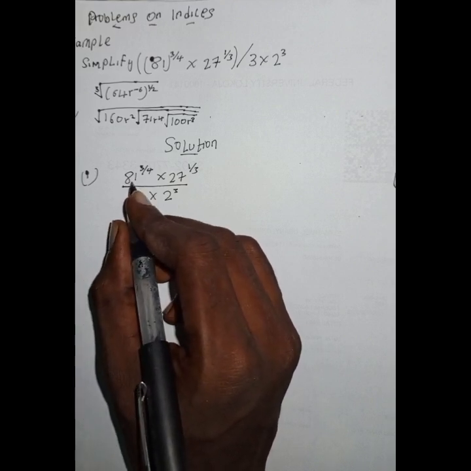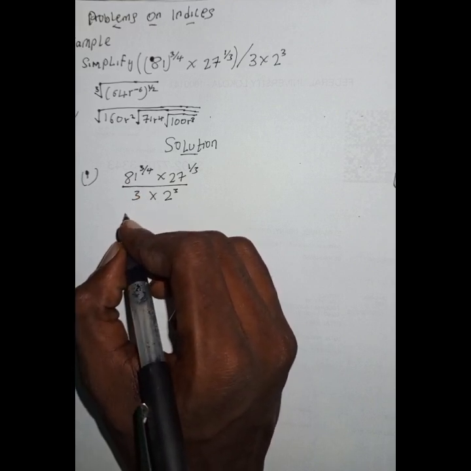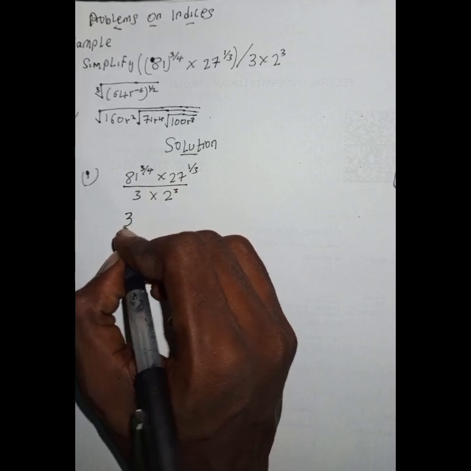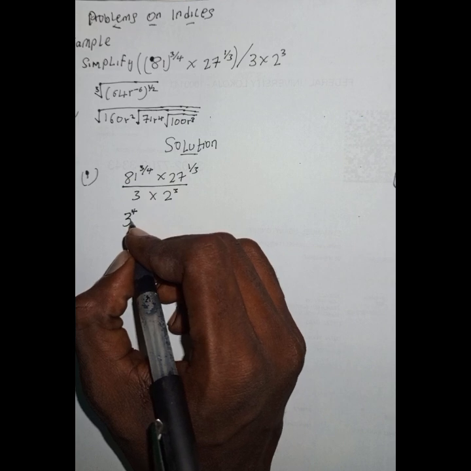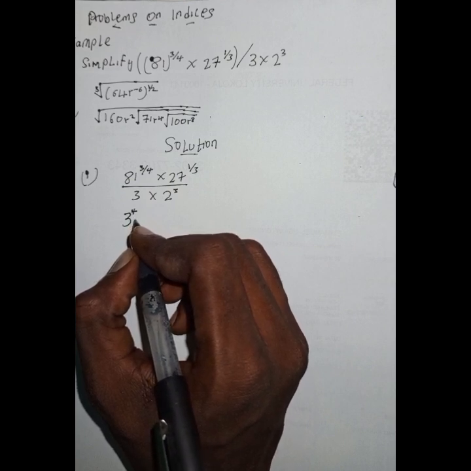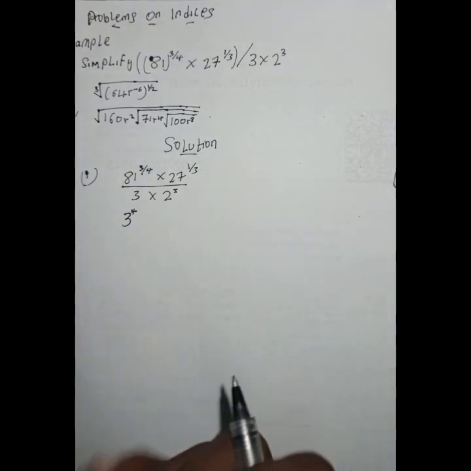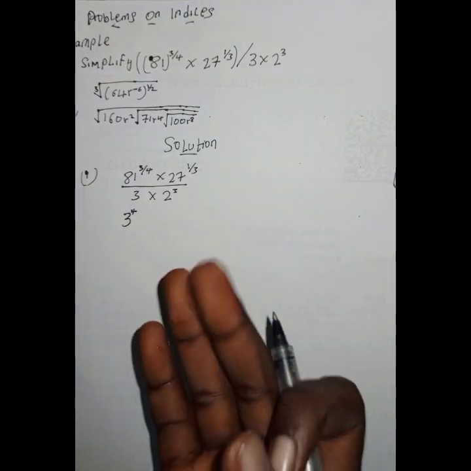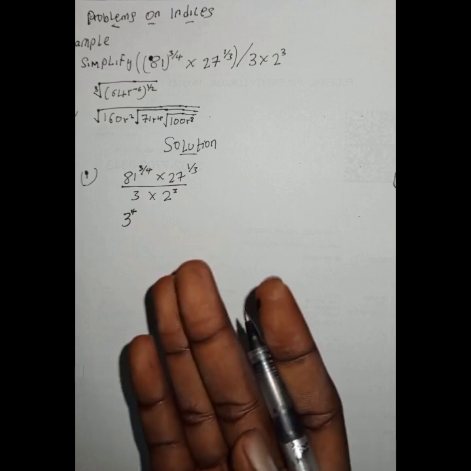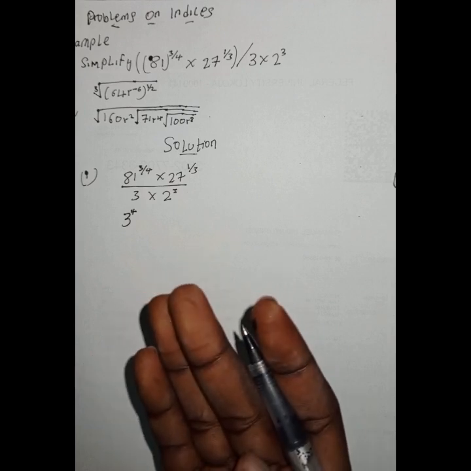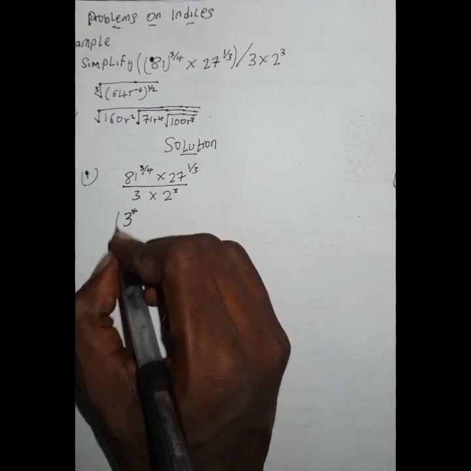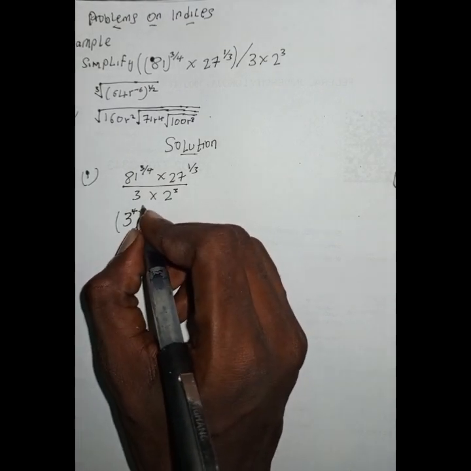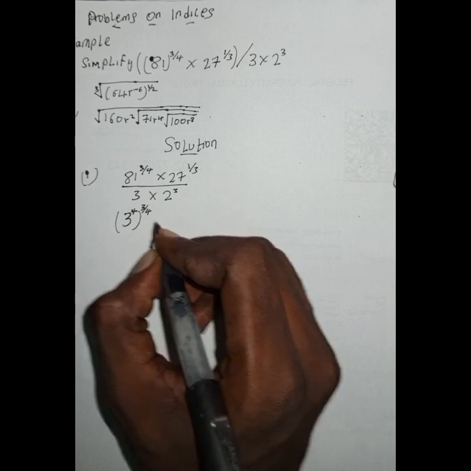We can write 81 as 3 raised to the power of 4, because 3 times 3 is 9, 9 times 3 is 27, 27 times 3 is 81. That's 4 threes multiplied together, which gives us 81. So we can rewrite this as 3 raised to the power of 4, and then we still have our power 3 over 4.